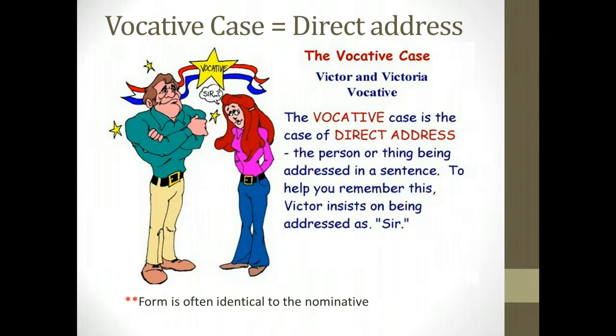The fifth and final case is known as the vocative case, Victor and Victoria vocative, and this is the case of formal address. This is when somebody will simply say something like, "Oh man," or "Oh God," or "Oh Lord." Okay, and so you can see here that Victor is a rather conceited individual, and he likes to be referred to as Sir by Victoria.